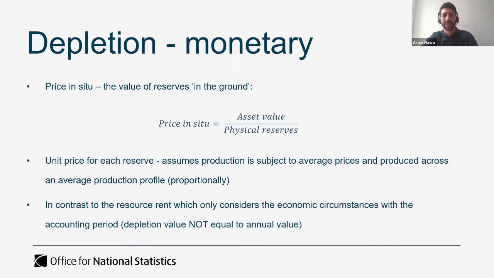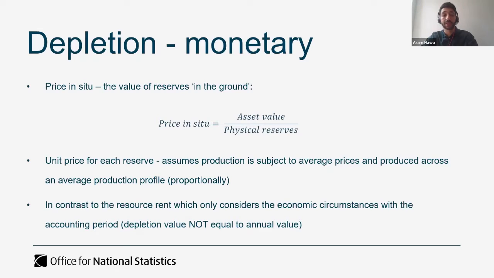So how do we then translate this into monetary terms? Firstly, we need a unit price for the physical rates of depletion. SEEA suggests that we calculate what's called the price in situ, which is the value of each unit of reserve as it lies in the ground. The calculation of this is easy. It's simply the total asset value divided by the total physical remaining stock.